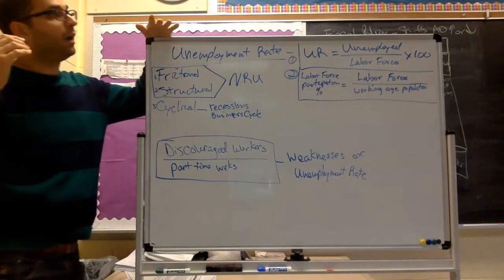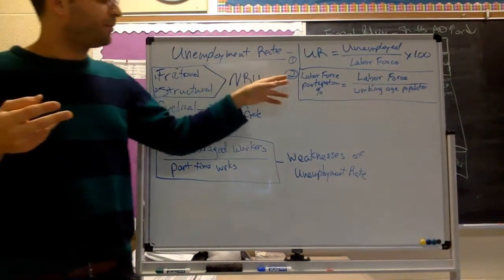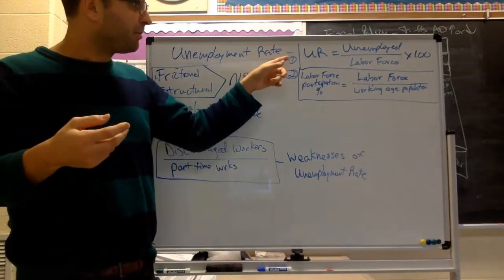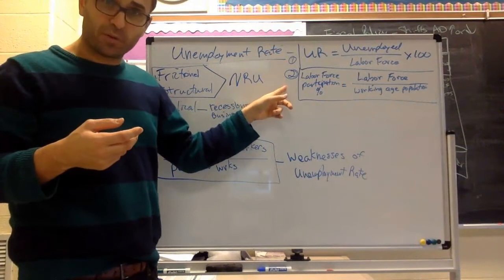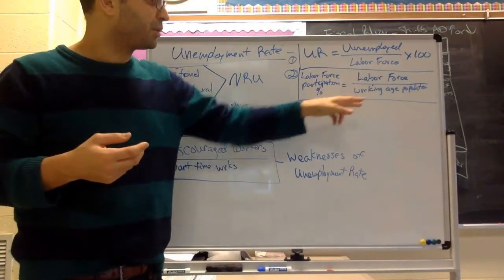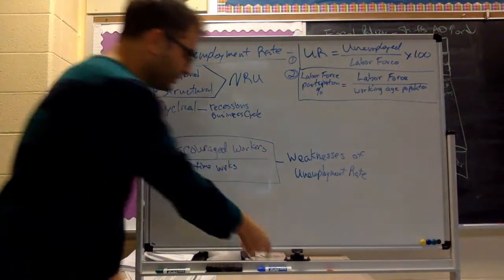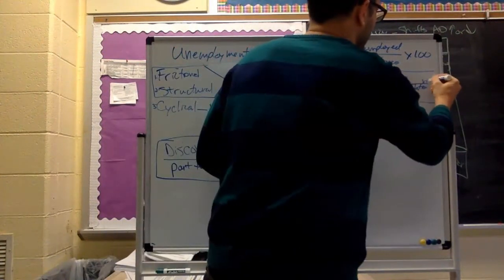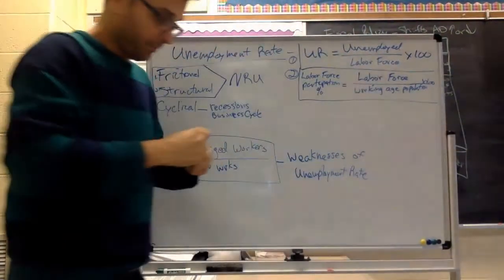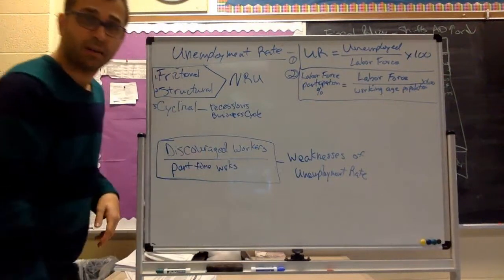For that reason, you have two formulas. You have the unemployment rate, and you have the labor force participation rate, which is labor force divided by working age population times 100. I think it's times 100. If I'm wrong, look it up. Leave me a comment.